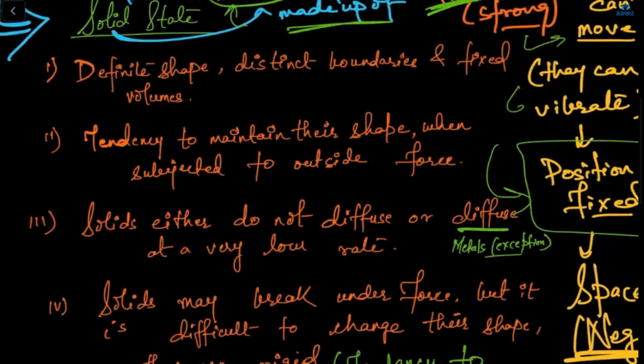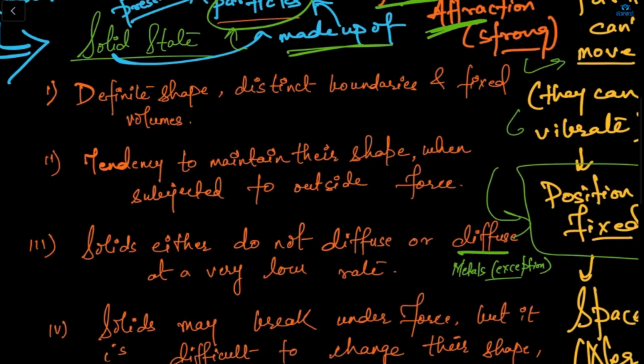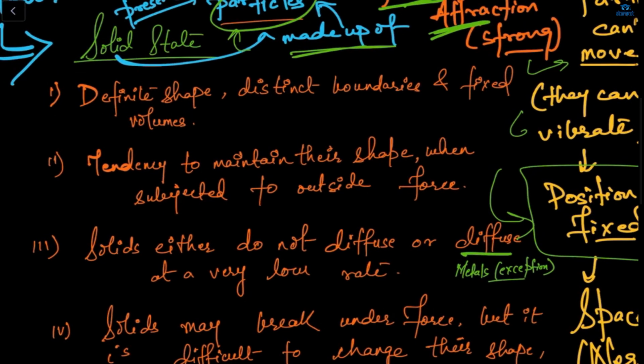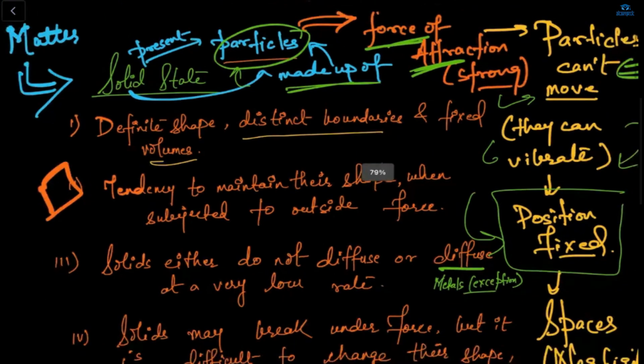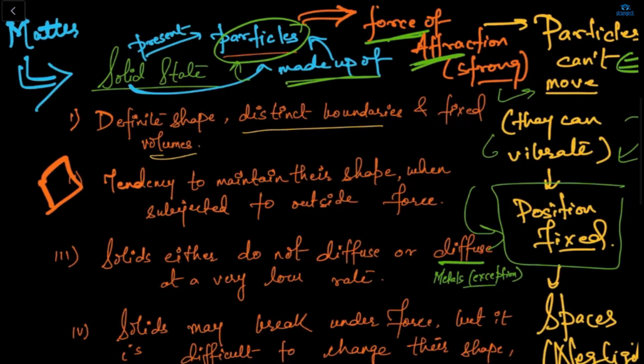So what is the solid state? Solid means any solid, like an ice cube or any solid thing. They have a definite shape, distinct boundaries, and a fixed volume. Like if you're holding a pen, that pen has a shape and a fixed volume, and it occupies some fixed volume in space. The particles of your pen or pencil have a very strong force of attraction, so they cannot move and are fixed in their own position.